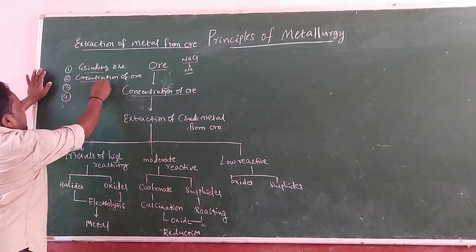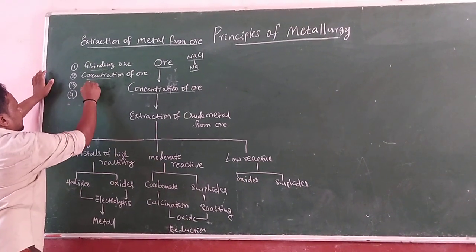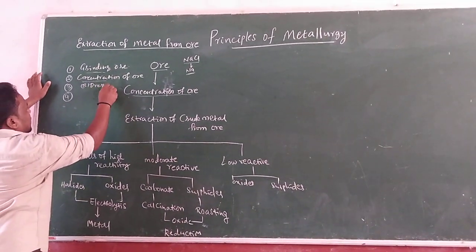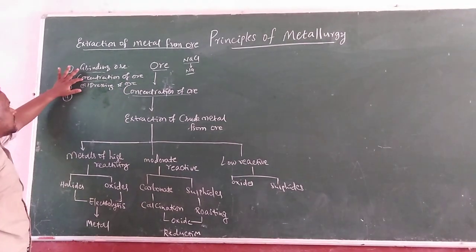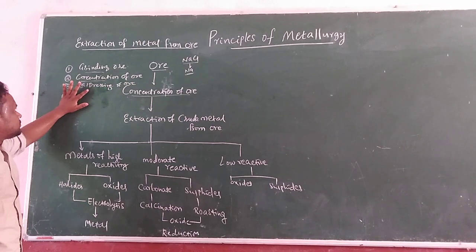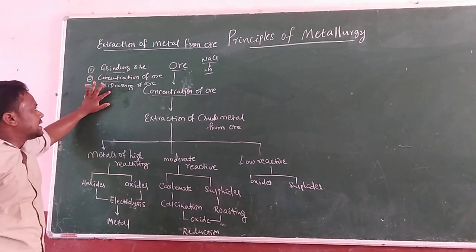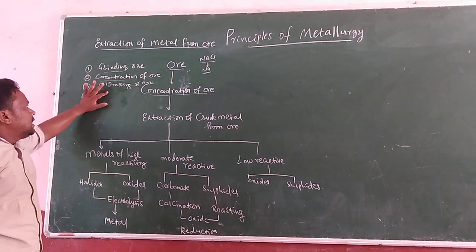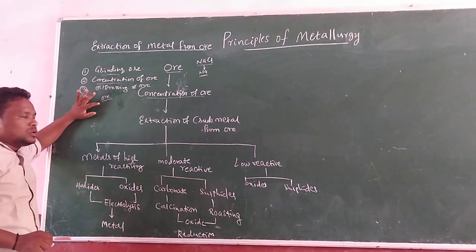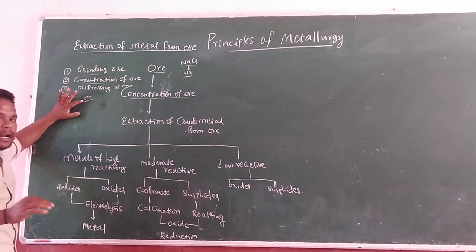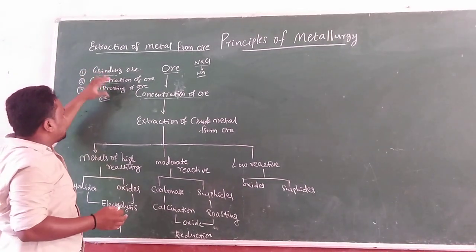Next one is the concentration of ore, also called dressing of ore. Here what we have to do is purify the metal. Dressing means the ore, which consists of different types of ores, can be separated from its ore. That is said to be dressing. Next class we will discuss about this one.